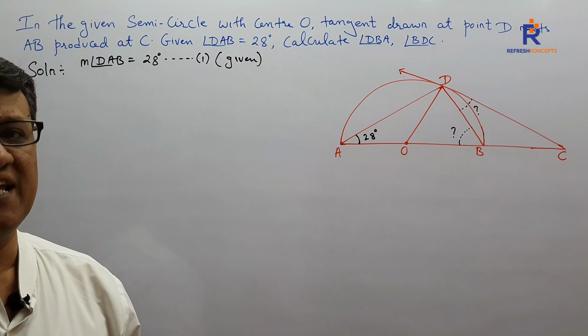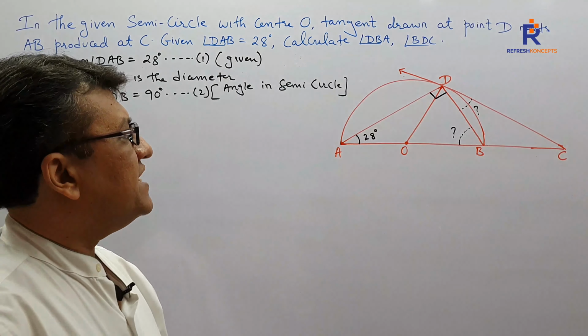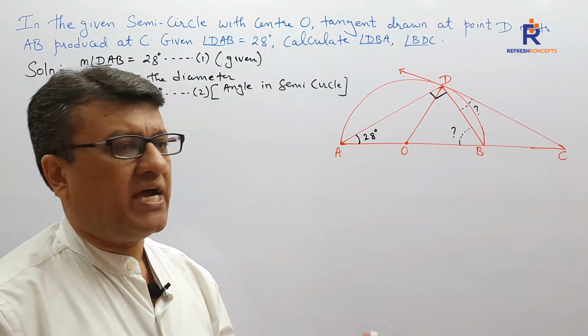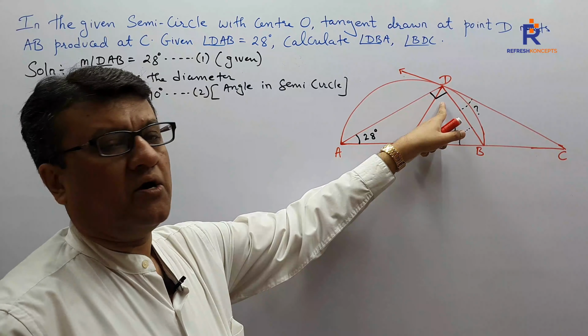measure angle ADB is 90 degree. So let's say this angle is 90 degree. Reason: angle in semicircle. With this said and done, what are we supposed to do now? We need to focus in triangle ADB. In triangle ADB, this angle is given to us as 28, and this we just found out as 90.